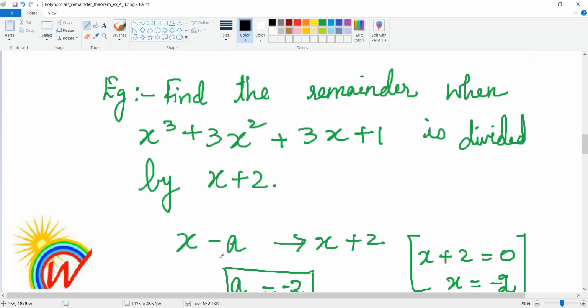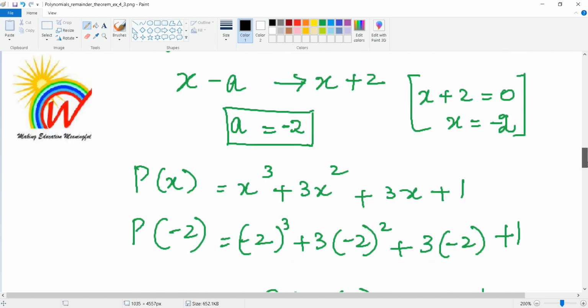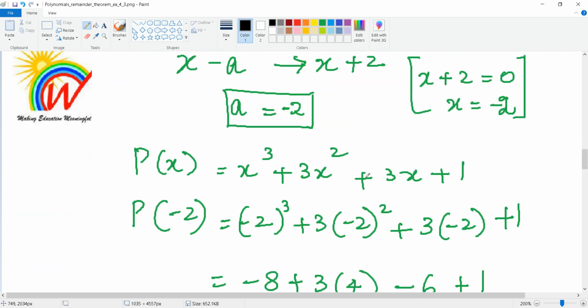Only then you will have x minus of minus 2 as x plus 2, right? So a is actually taken as minus 2, or you can even take it as x plus 2 equals 0 and you get x equals minus 2. So what you are going to do now is your polynomial, the given equation, is x cube plus 3x square plus 3x plus 1. In this, wherever you have x, you are going to put minus 2. Okay, so put minus 2, p of minus 2.